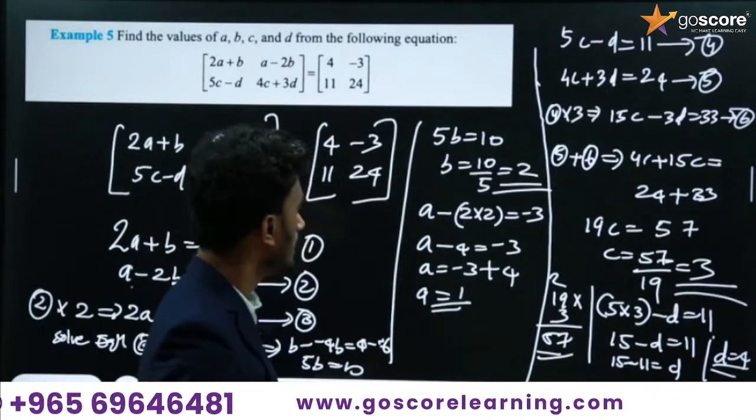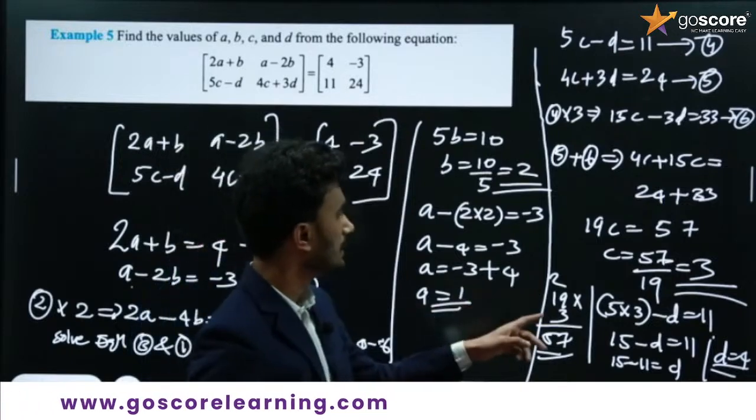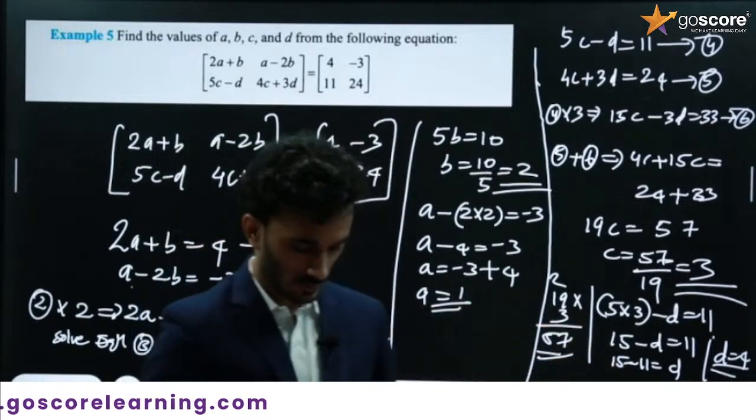So a is equal to 1, b is equal to 2, c is equal to 3, and d is equal to 4. So this one is the answer.